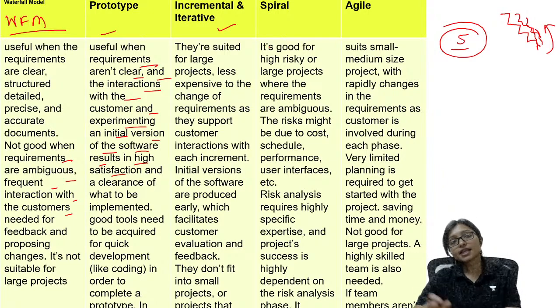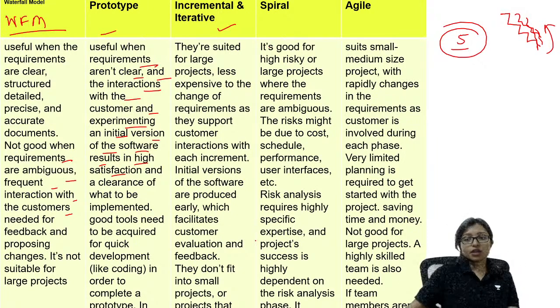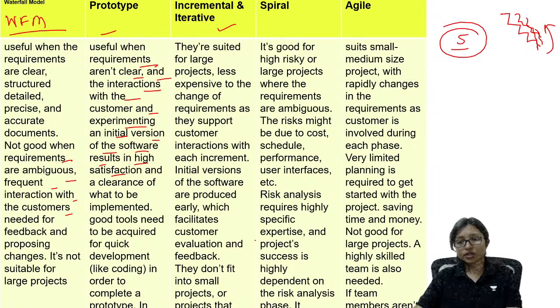Evolutionary model is like prototype. It is one type of prototype model only. Evolutionary is one type of prototype model.